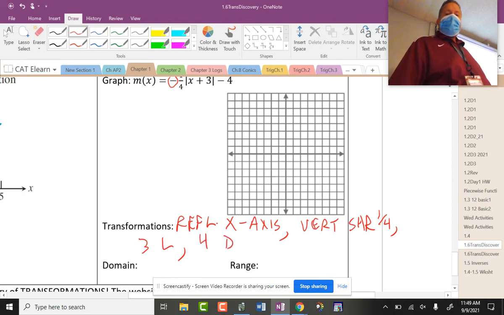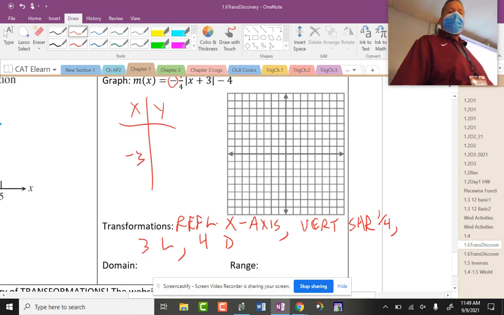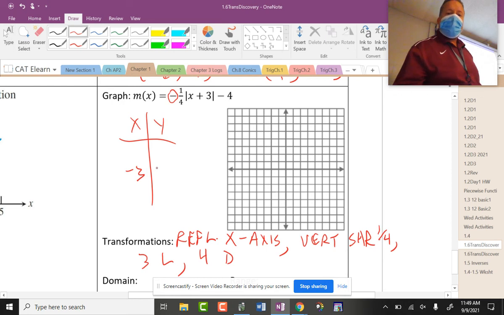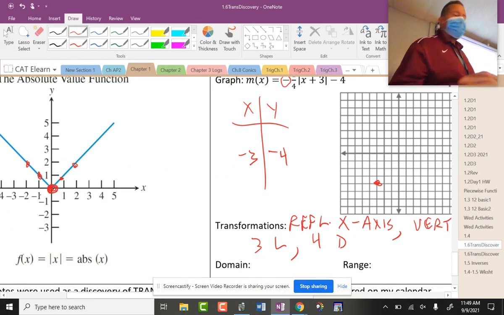4 down. If I were going to do a chart of values, I would plug in -3 to prove this. What's -3 plus 3, Ethan? 0 times -1/4 is 0. What's 0 minus 4? So that's the point. That's the idea, (-3, -4). This point got moved 3 left and 4 down.